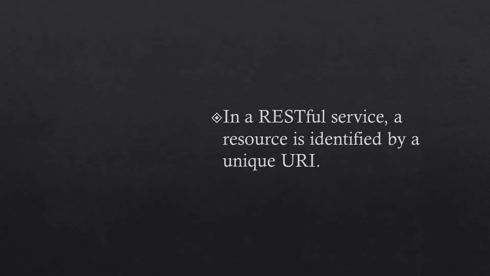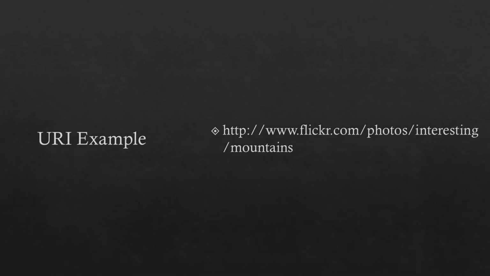Taking our previous example of Flickr's interesting photos, in a RESTful service, the list of interesting photos would be a resource identified by a unique URI. The client would retrieve a representation of that resource using an HTTP GET request. The URI might look as shown on the screen. It looks very similar to the human readable version of the URI.